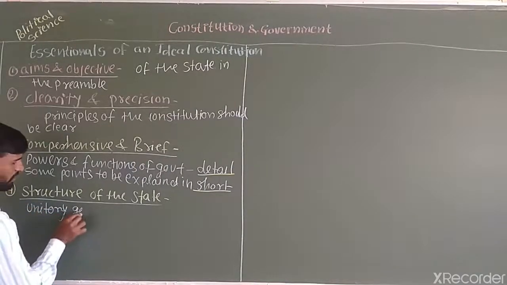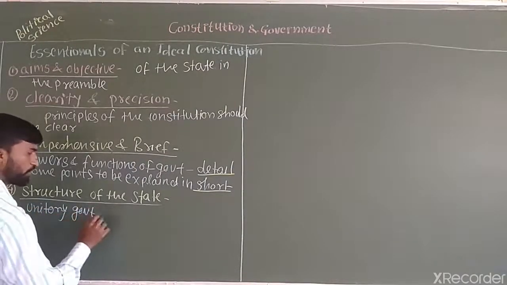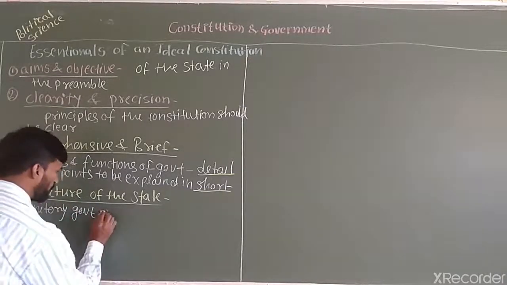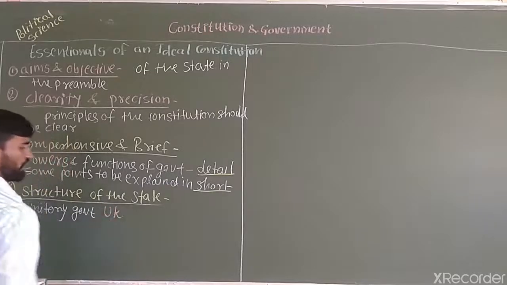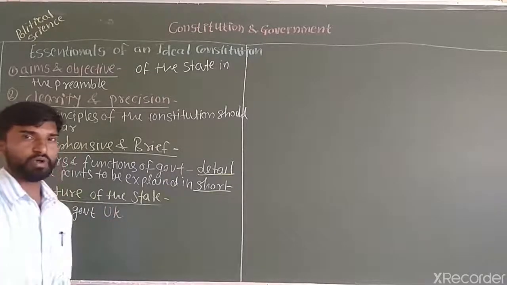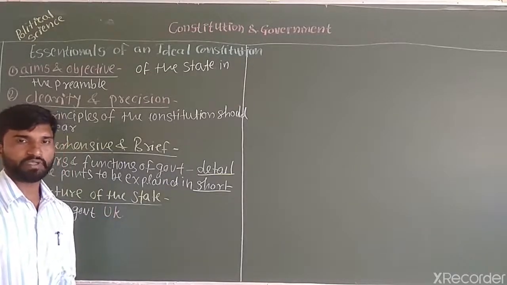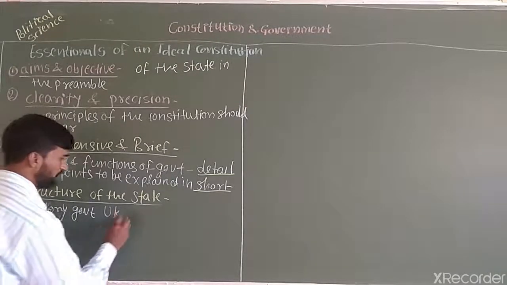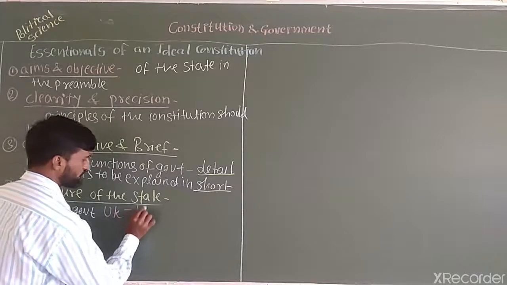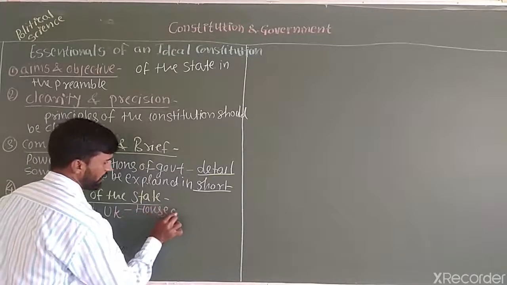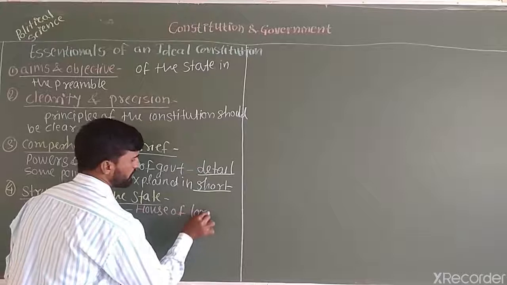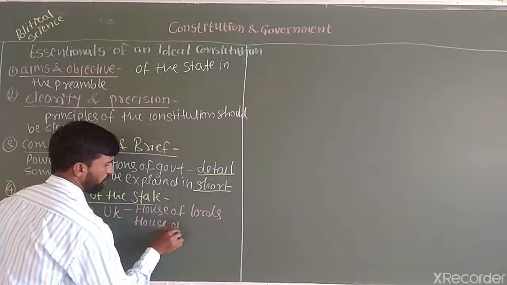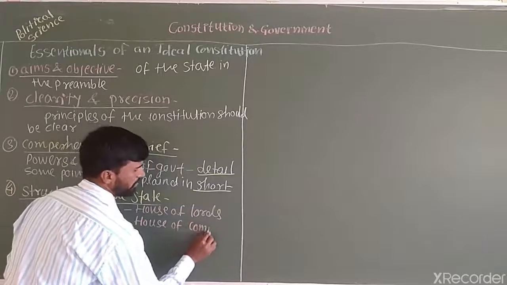Unitary government, which is going to be seen in the UK. UK is the best example for unitary government. So there are two houses in the United Kingdom: the House of Lords and the House of Commons.